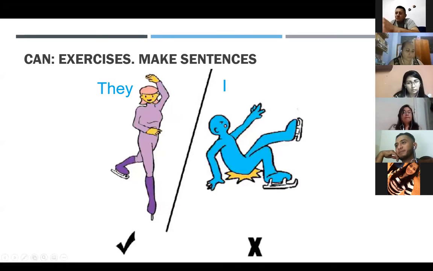All right, vamos a pedirle a Miss Sonia que nos haga dos oraciones, una afirmativa y la otra negativa, utilizando los dos pronombres. They can skate. I can't skate. Ski. No sé cuál es el verbo. Peter, si es skate o ski. Skate. Very good. They can skate.